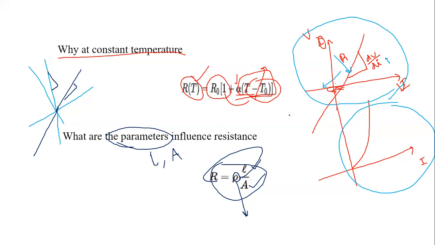I think you're clear now why we have to maintain the temperature as constant and what the parameters are which influence the resistance. And next, we can represent the resistance with a symbol like this. So this is what the resistance is.